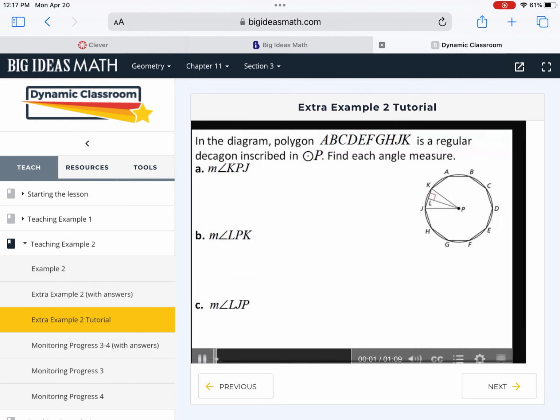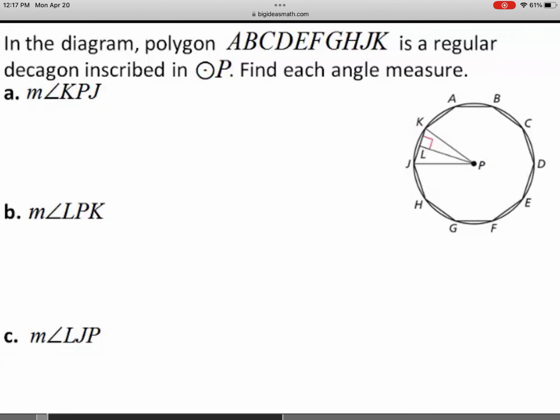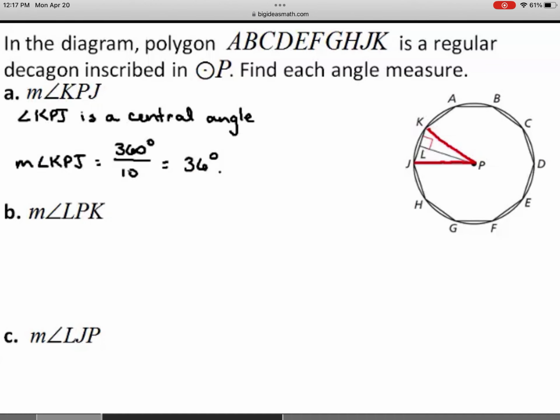In the diagram, polygon ABCDEFGHJK is a regular decagon, inscribed in circle P. Find each angle measure. Part A. The measure of angle KPJ. Notice that angle KPJ is a central angle. So the measure of angle KPJ equals 360 degrees divided by 10, which equals 36 degrees.